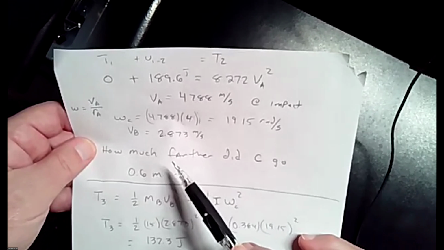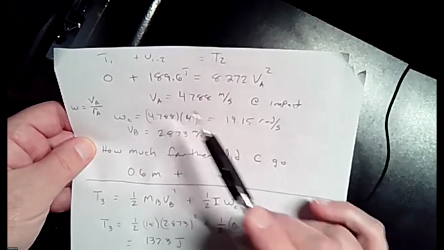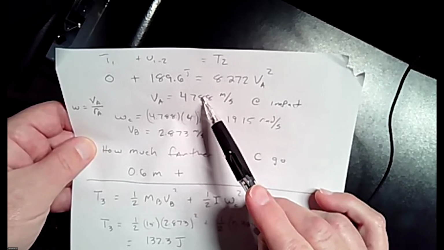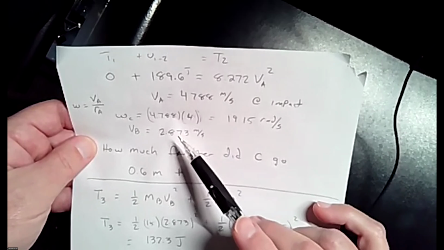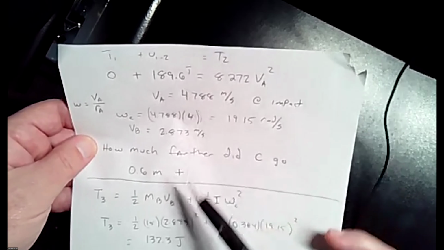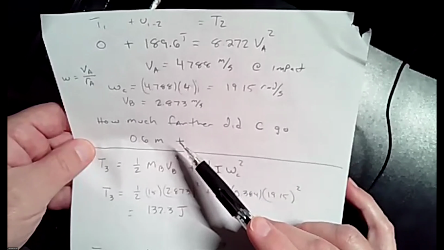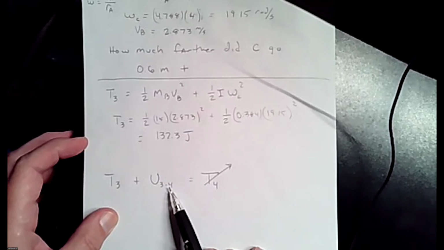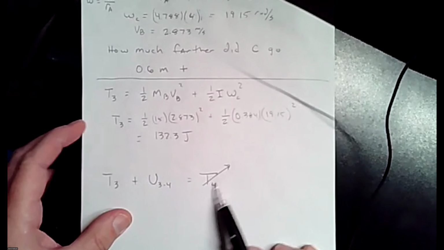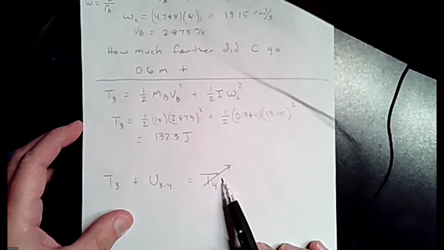So now the question is, how much farther did C go? So we established the impact velocity, but we still have kinetic energy of both VB and omega C. So the question is how much farther to go? Well, 0.6 meters plus how far? For this, we're going to say T3 plus U3 to 4 equals T4. Now, T4 is when ultimately everything stops.